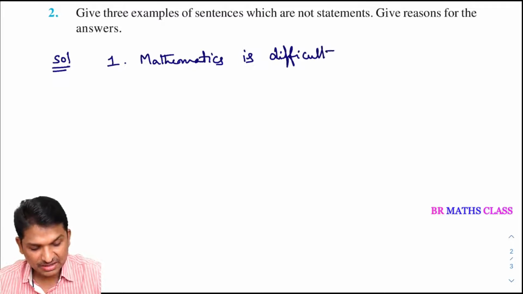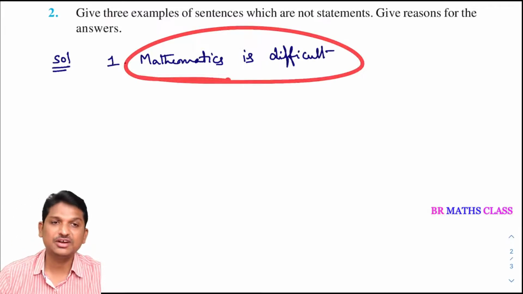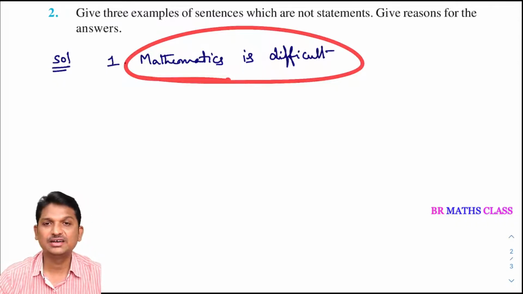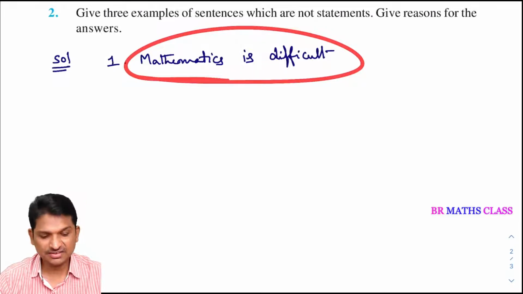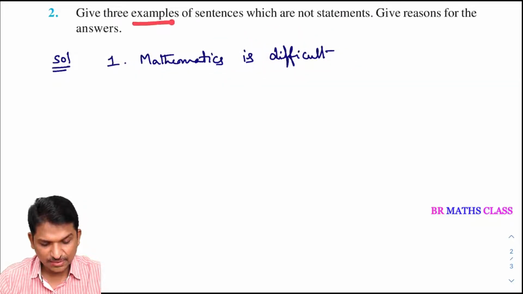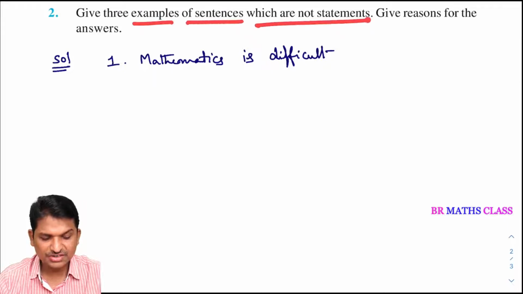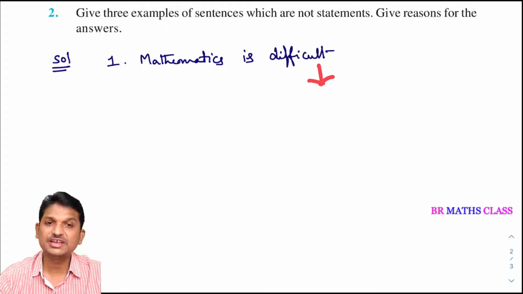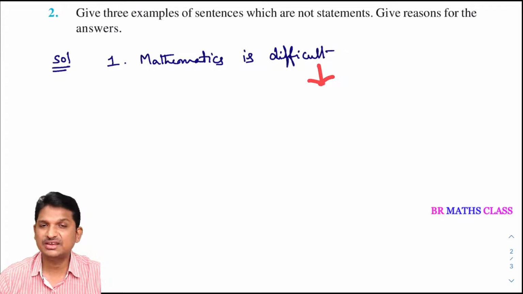Mathematics is difficult. Is this a statement or not a statement? This is not a statement because it is true for some, it is false for some. We already discussed this in the first problem as well as in examples. This is one best example for not a statement. They are asking to give examples of sentences which are not statements. If they ask to give the reason, it is true for some, it is false for some. That's why this is not a statement. That is the reason you need to write.